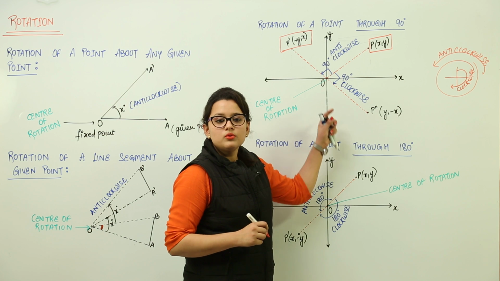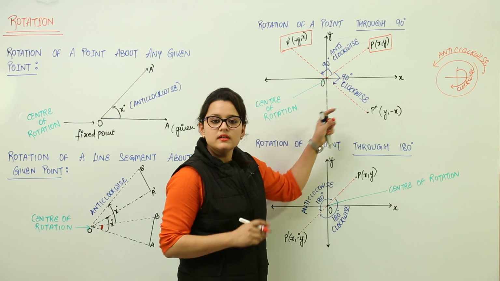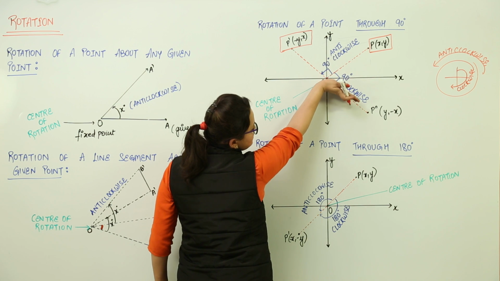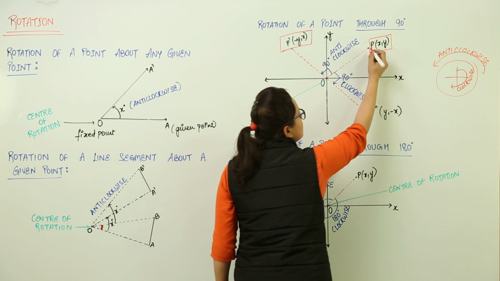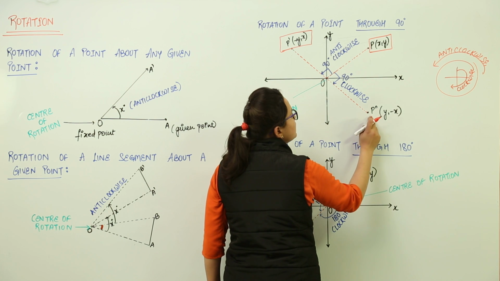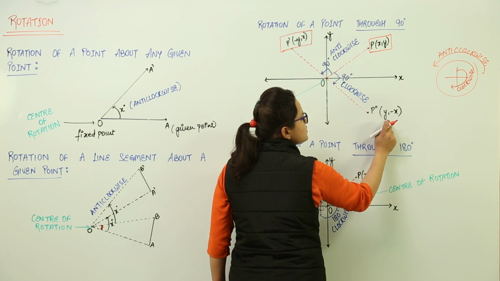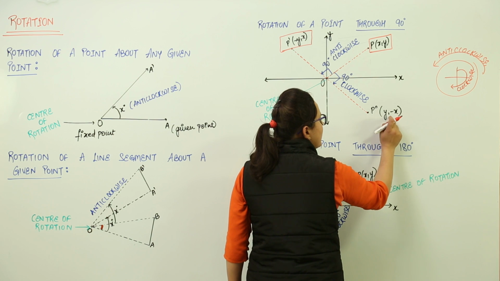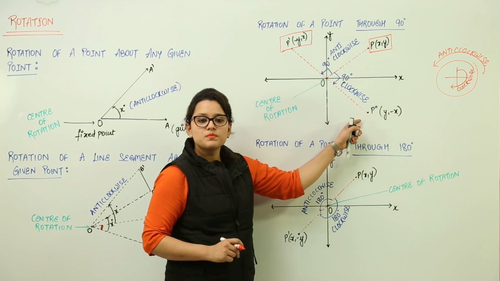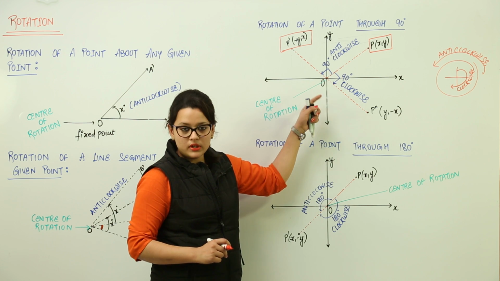But if you want to rotate this point 90 degrees in clockwise direction, then 90 degrees in clockwise direction would mean this way. So the original point P that had the coordinates x, y has converted into P double dash, which will have the coordinates now y comma minus x. So the coordinates will change as per the direction of rotation.